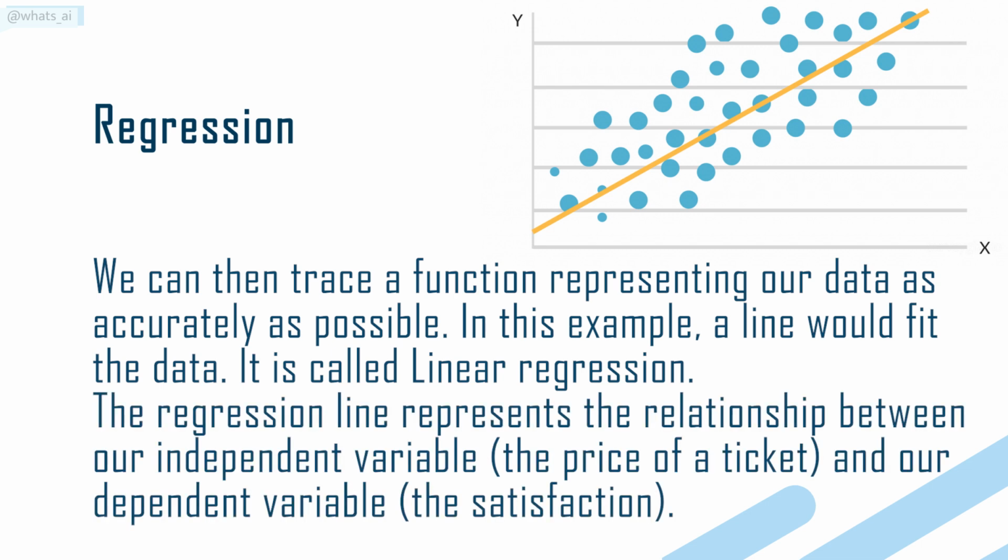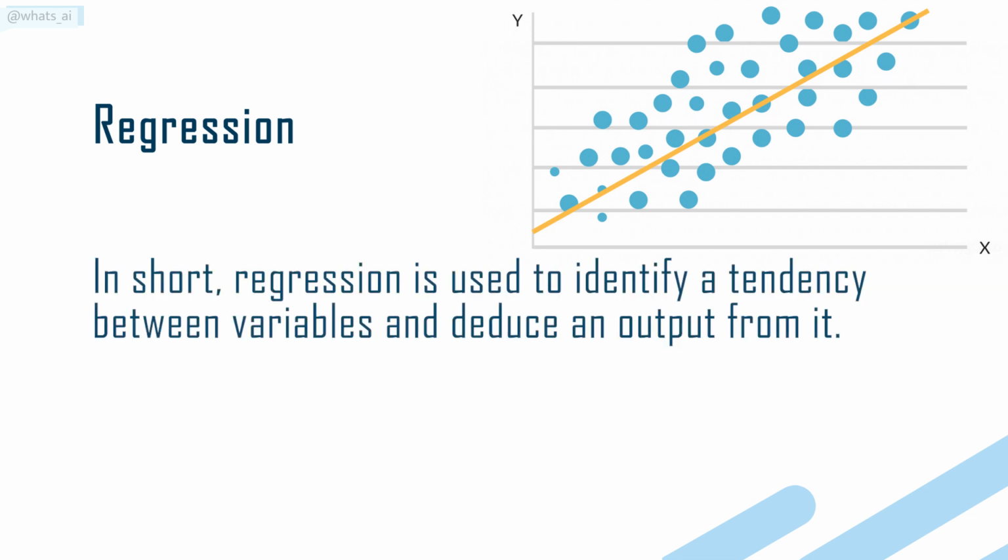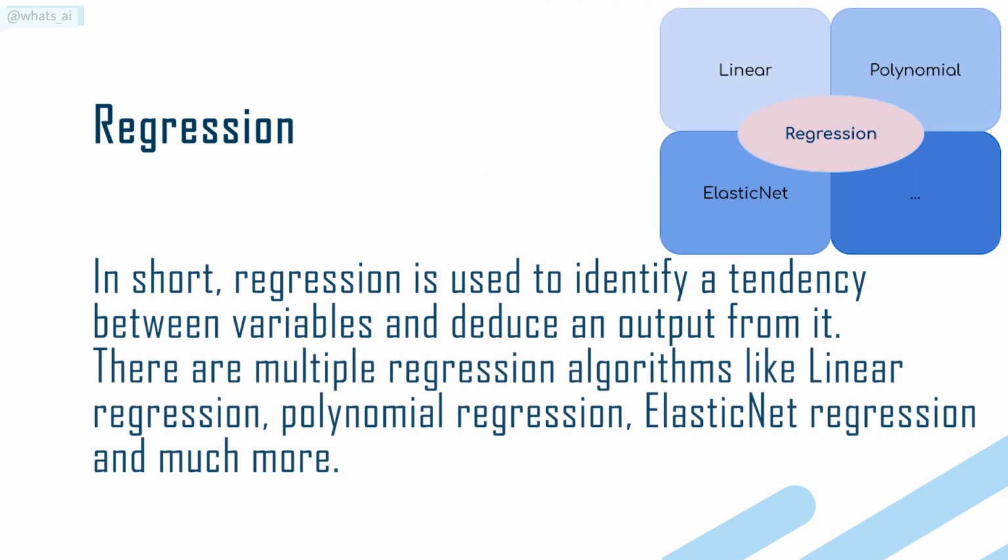The regression line represents the relationship between our independent variable, the price of a ticket, and our dependent variable, the satisfaction. In short, regression is used to identify a tendency between variables and deduce an output from it. There are multiple regression algorithms like linear regression, polynomial regression, elastic net regression and much more.